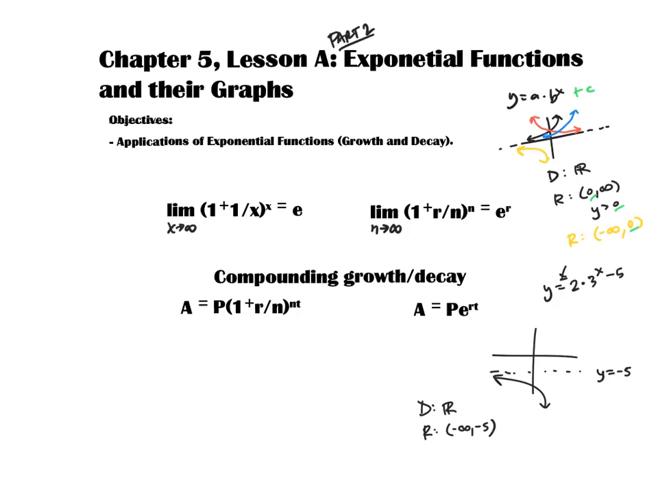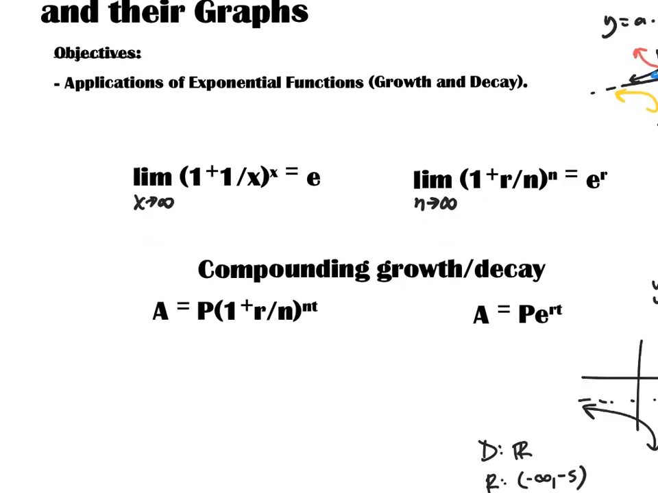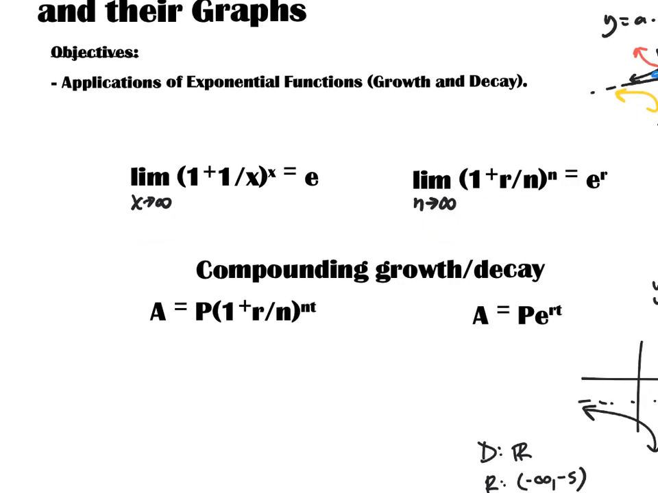Okay, let's get into some applications. We're going to talk specifically about compounding growth and decay, which can be interest with banking. It could be in population. It could be in the decay or growth of some kind of material. It comes in multiple forms, but it will come in two general forms, which are growth and decay.